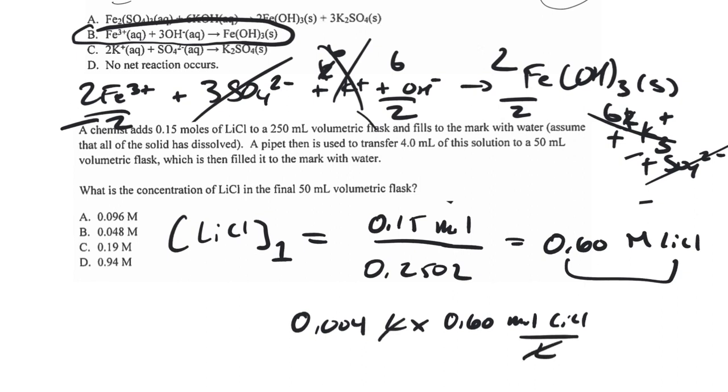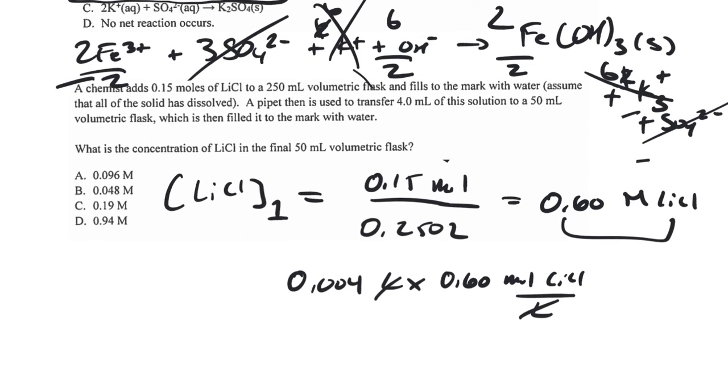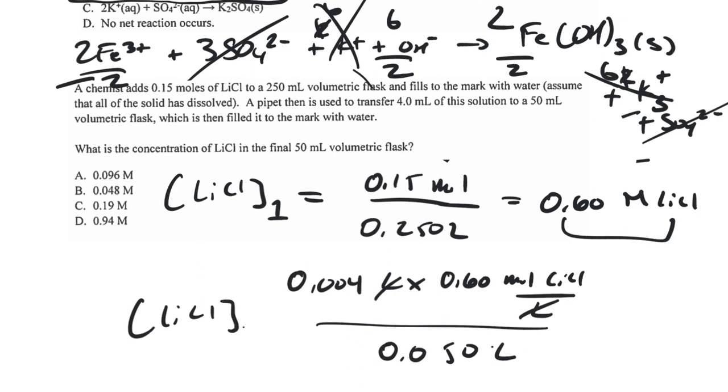I do 0.004 liters because that's 4 milliliters, times that concentration. That's how many moles of lithium chloride I've transferred to the new flask, and the new flask is 0.050 liters. So our lithium chloride concentration in solution 2 would be 0.004, sorry, times 0.6 divided by 0.05, it's 0.048.